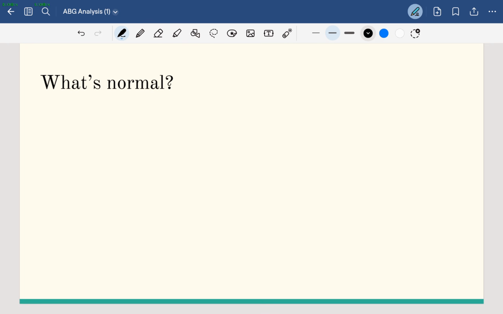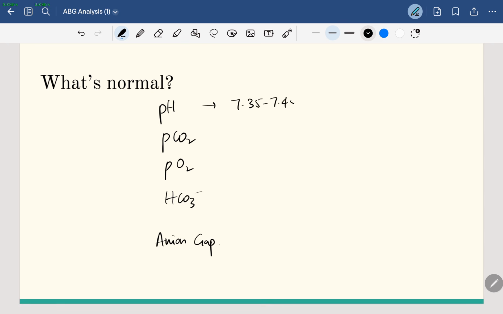So before we interpret an ABG report, we need to know what the normal values are. And as I mentioned, we'll be looking at 5 basic values. That's pH, PCO2, PO2. Then we'll be looking at bicarb and also anion gap. The normal value for pH is 7.35 to 7.45, and this is the pH at which most of the body's enzymes and proteins are in the most optimal state.